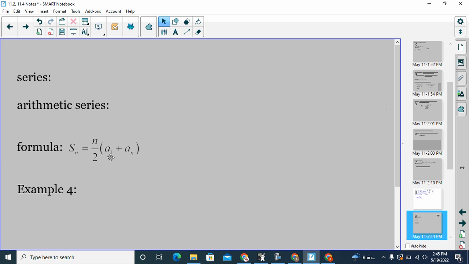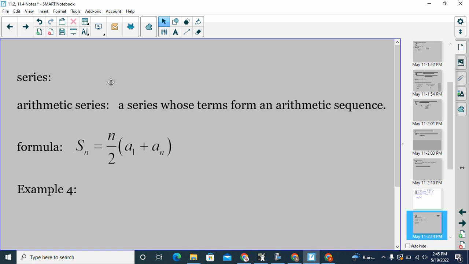So our formula, I'm going to add the first term and the last term. And then also notice I have an n over 2 right there. That's the number of terms divided by 2. That's how we get that 50. So the sum of the first n terms is equal to n over 2 times the sum of the first term and the last term. This is only if we have an arithmetic series.